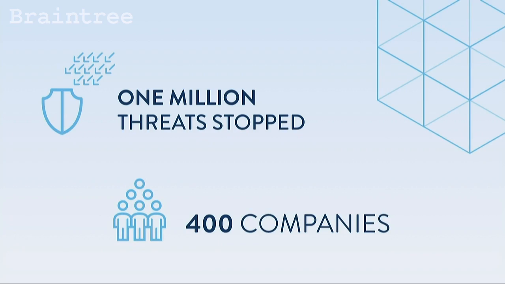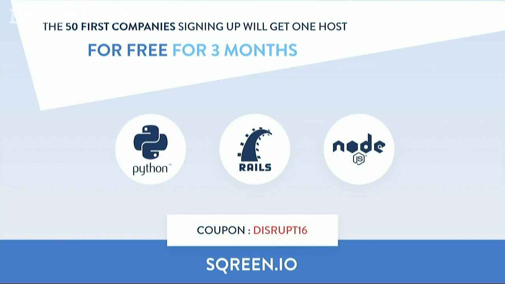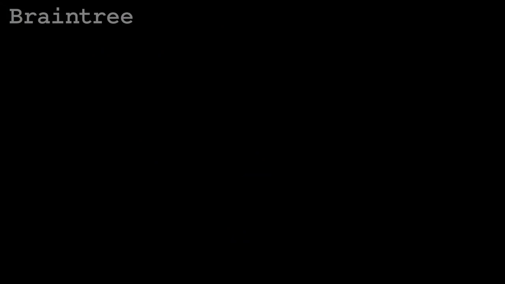So where are we now as a company? We have already blocked 1 million attacks so far, and we launched our beta 5 months ago. More than 400 companies and developers have been using Sqreen. And as we want all developers to be able to protect their application, our pricing starts at $99 per month and scales as you grow with the number of hosts. Today, we are really excited to announce that Sqreen is now available for Python, Rails, and Node.js applications. We are Sqreen, and we make application security simple. Thank you.